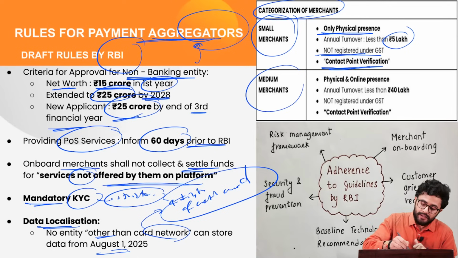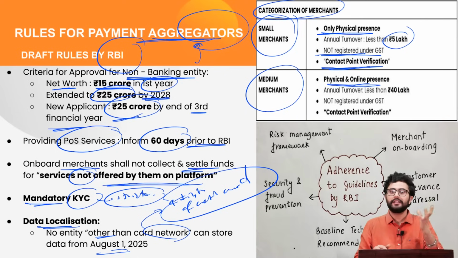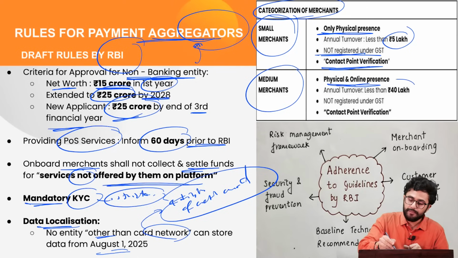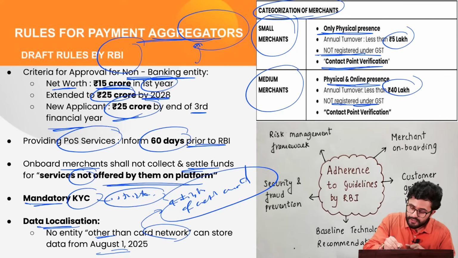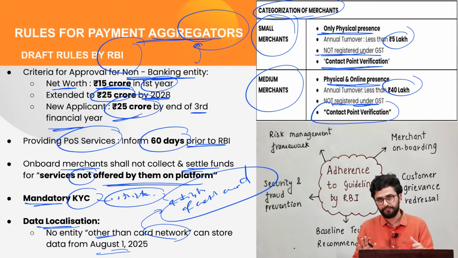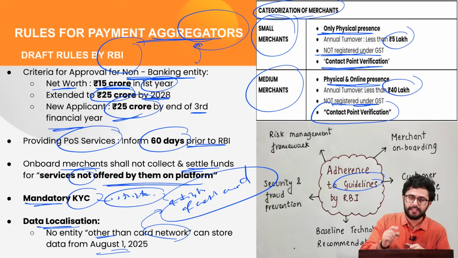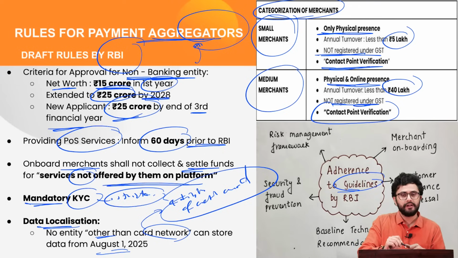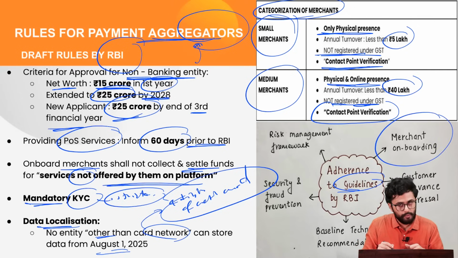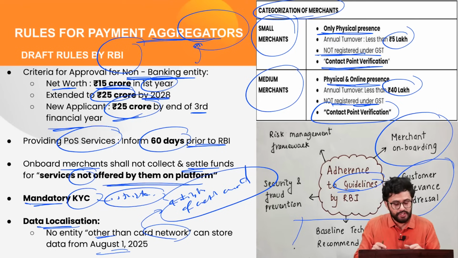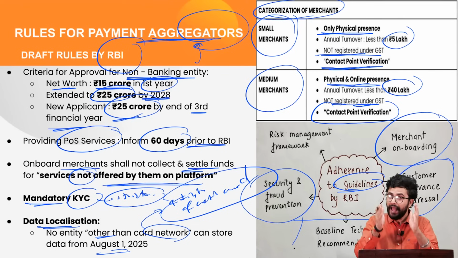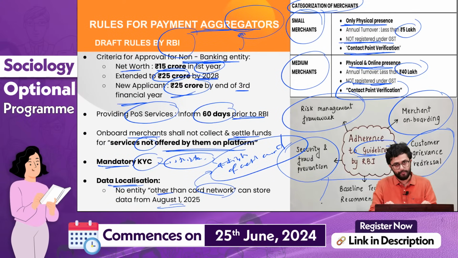Then the second category is the medium merchants who have both physical and online presence, and their annual turnover is more than 5 lakh rupees but less than 40 lakh rupees. Such medium merchants are also not registered under GST, and for them as well there shall now be contact point verification. Further, the RBI has directed these entities to adhere to the guidelines on merchant onboarding, customer grievance redressal, baseline technology recommendation, security and fraud prevention, as well as risk management framework.